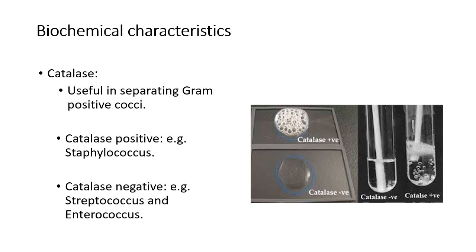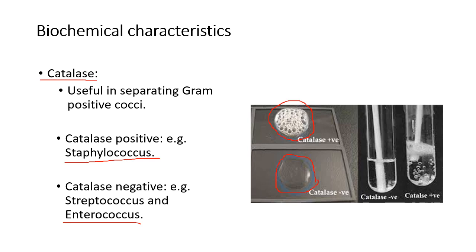There is an enzyme called catalase, and it is useful to differentiate between gram-positive cocci: Staphylococcus is catalase positive, and Streptococcus and Enterococcus are catalase negative. Catalase is an enzyme which produces oxygen when we dip the bacteria in H2O2. Hydrogen peroxide breaks up into water and nascent oxygen, and the nascent oxygen quickly combines with other nascent oxygen, and you can see this beautiful bubbling, which tells you that this bacteria has the enzyme catalase, as against streptococci and enterococci, which do not have the enzyme catalase, so you do not see any bubbling.